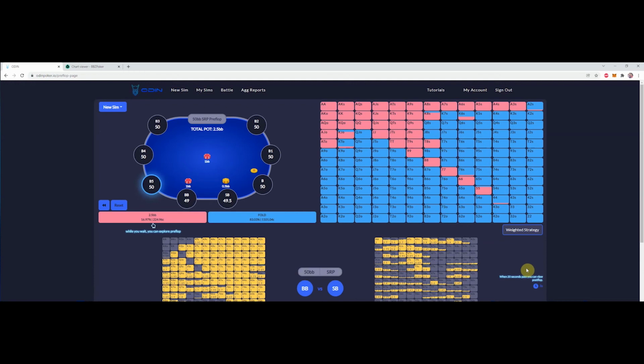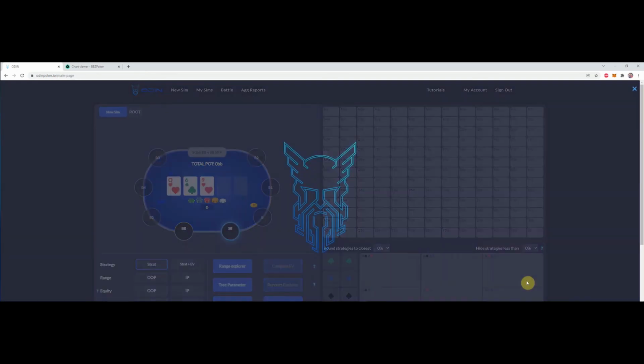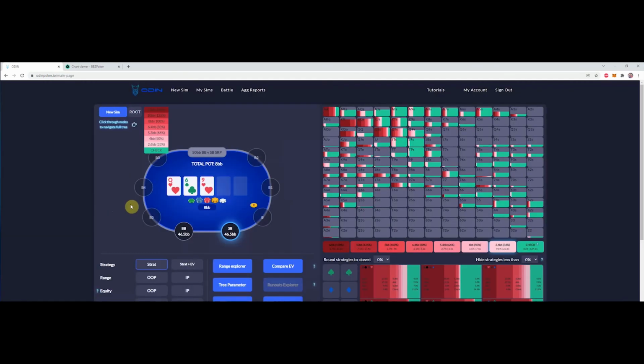What I was going to say is that these spots when running in a PIO solver usually take a very long time to run because ranges are so wide and stacks are fairly deep. So when you have really wide ranges here, your sim is going to take a long time to calculate. And now that we can do these blind versus blind spots and get the results here in 20 seconds, I mean, this is really great.